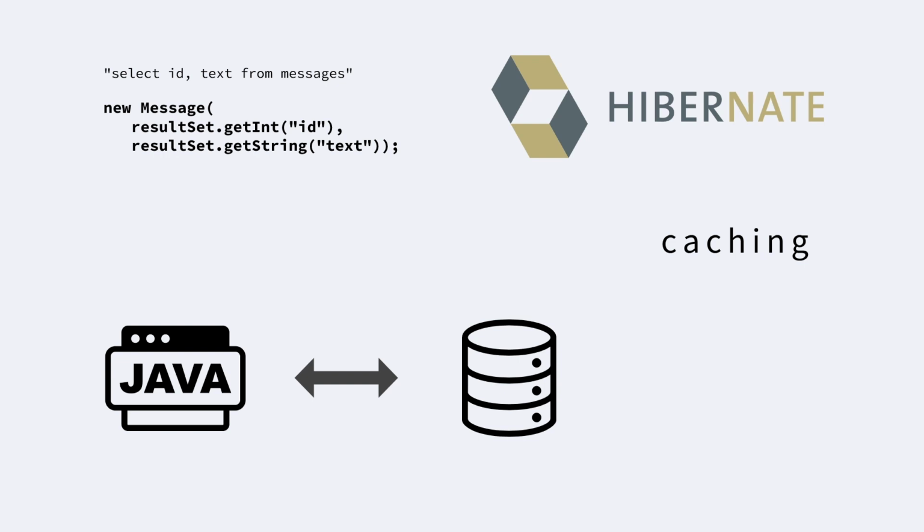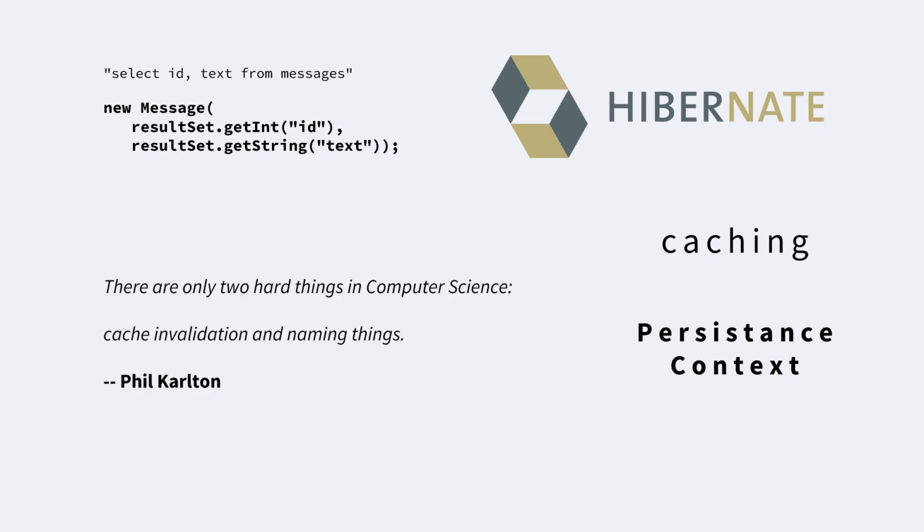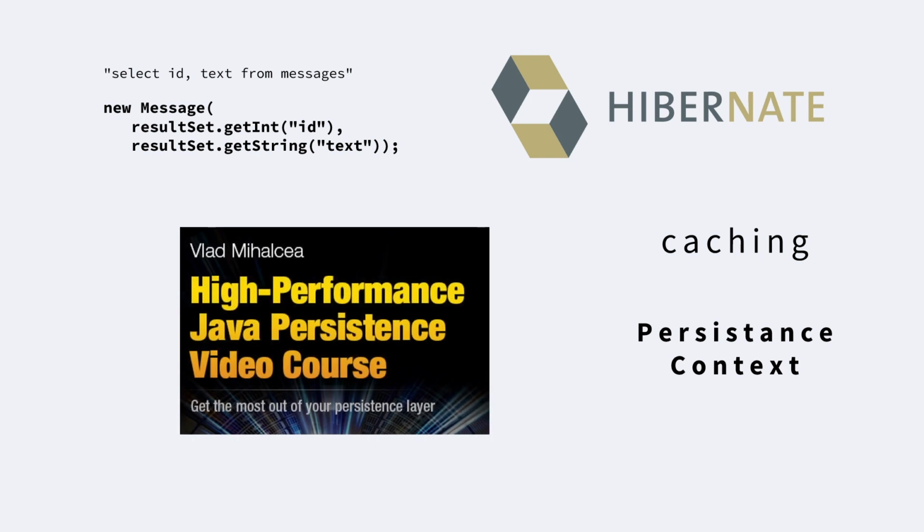And since we already have objects in memory, do we really need to hit the database next time we need the data? To address the issue, Hibernate de facto created a batching and caching layer called persistence context. To quote Phil Karlton, there are only two hard things in computer science: cache invalidation and naming things. Due to inherent problems with caching and to keep track of changes, persistence context introduced complexities in entity lifecycles that only one person in the world understands.